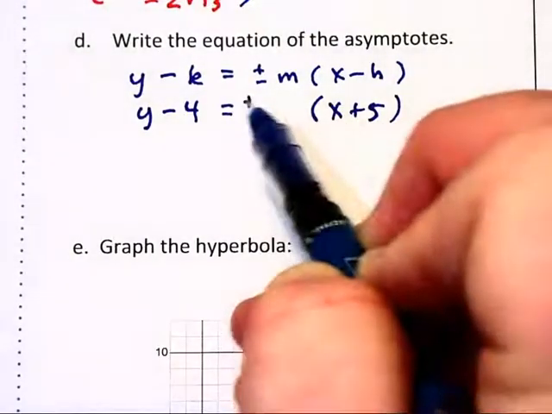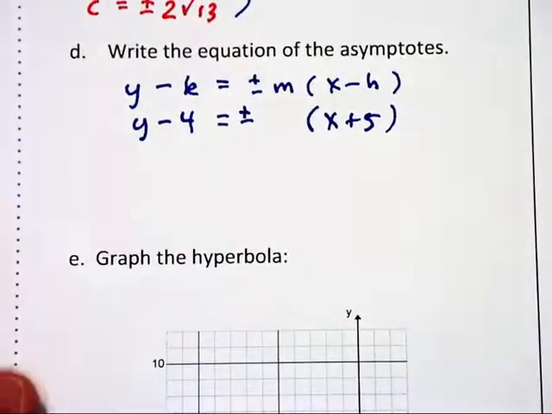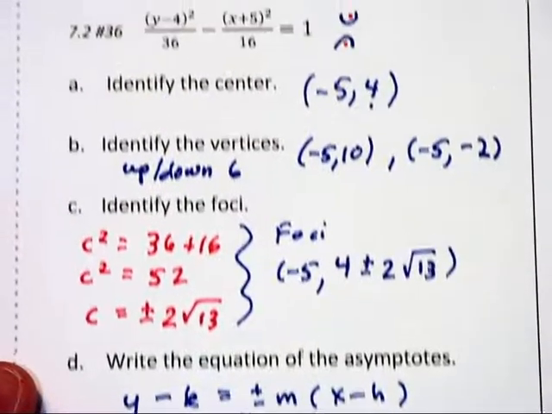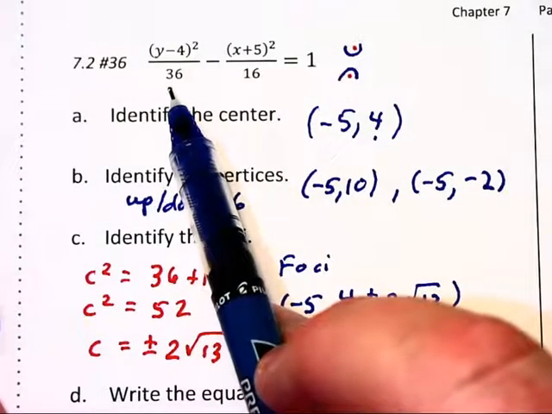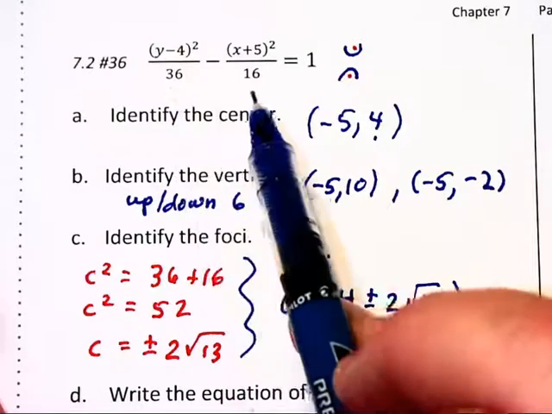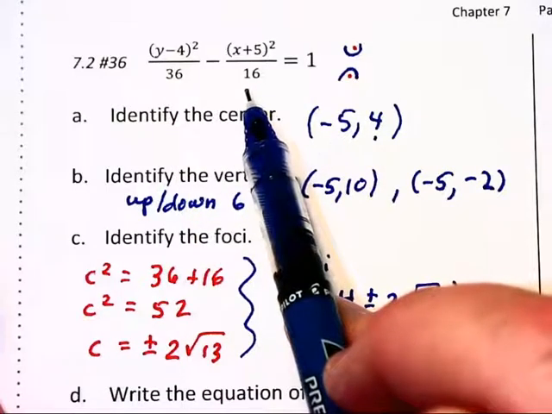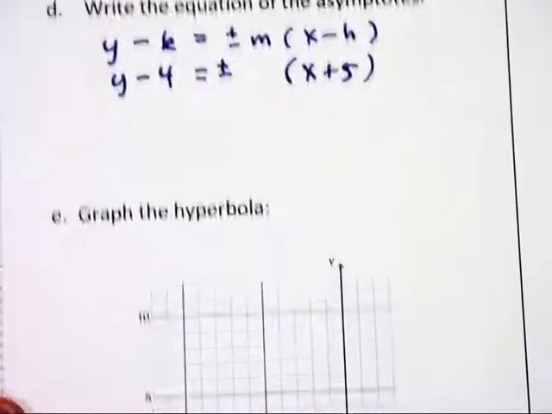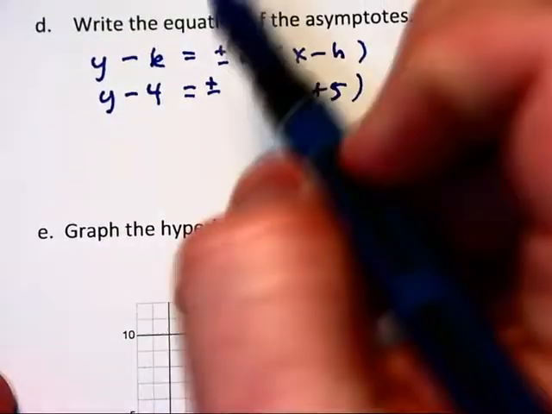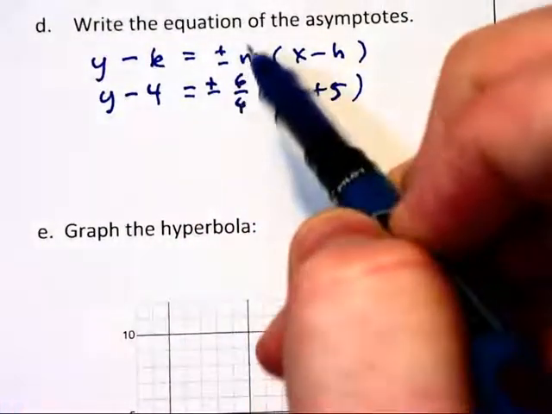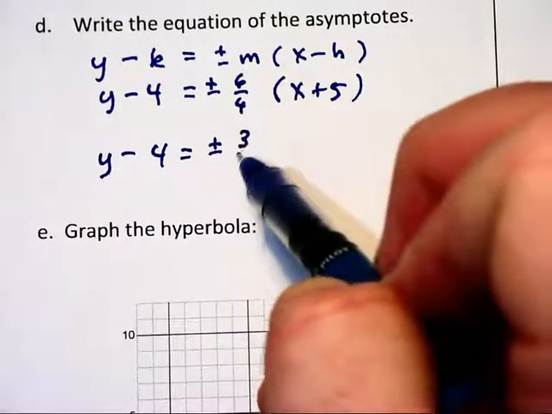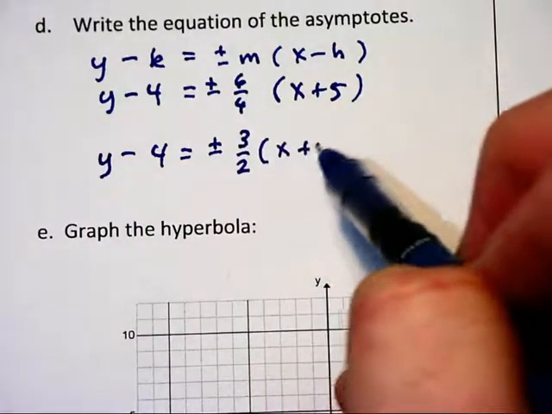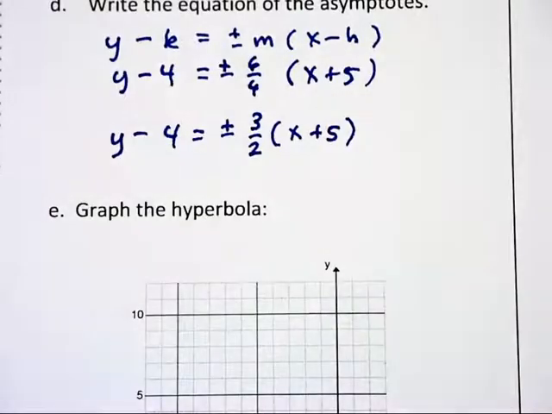Now we just need to figure out what the slopes are. So let's go back to our original equation. Beneath the y fraction, that 36 square roots to a 6, so we will be going up and down 6, and then we have 4 for left and right. So 6 over 4 will be the slope we're looking for, and 6 over 4, which I'll write in, can reduce to 3/2, so y minus 4 equals plus or minus 3/2 times x plus 5. I'm going to leave it in that form instead of converting it to slope-intercept form.